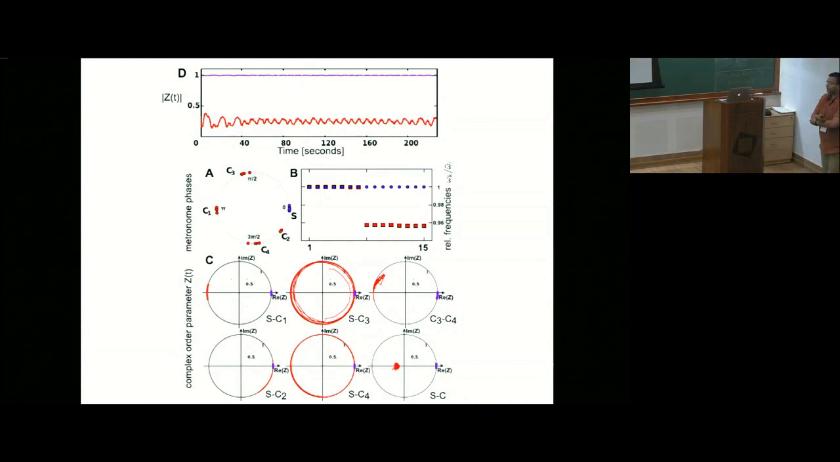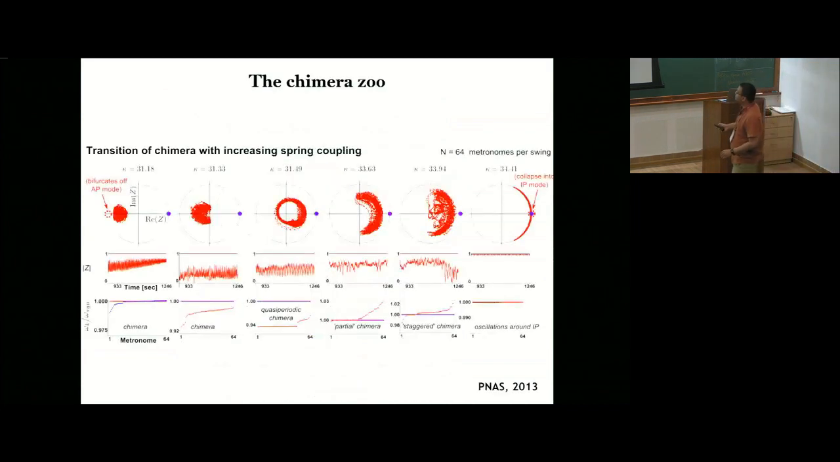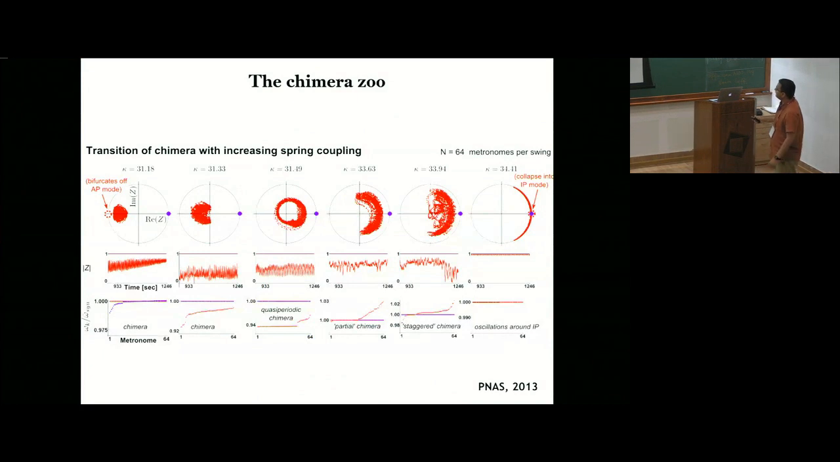And we have explored that region a little bit more in the simulations, where we vary this coupling strength systematically. So here we have 64 oscillators in our simulations. As we increase this stiffness, this cloud bifurcates off this antiphase mode. So you'll see that still there is really no structure in this order parameter until it reaches a place where it even turns into a limit cycle and one gets this so-called breathing chimera, where the order parameter oscillates.